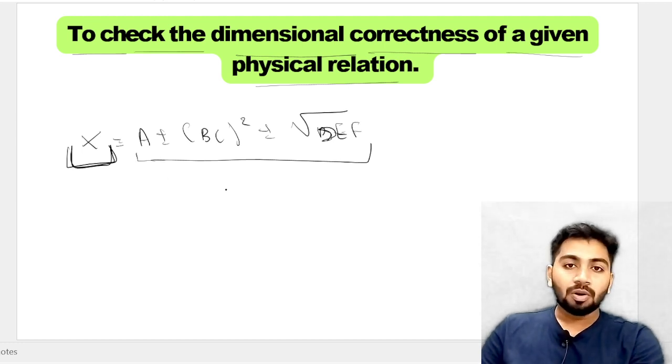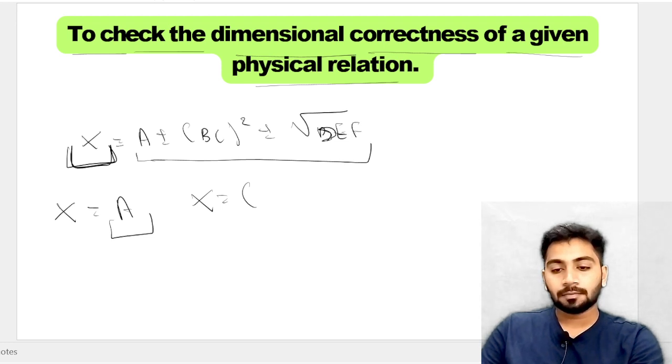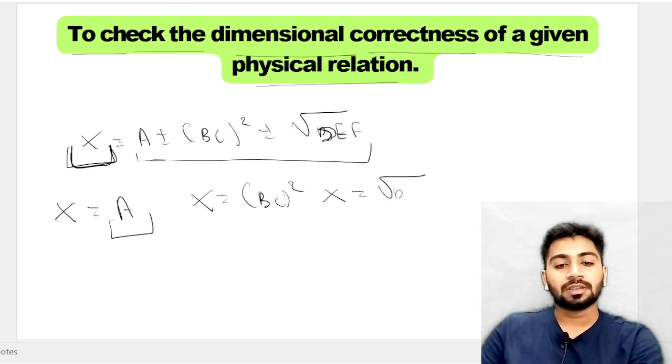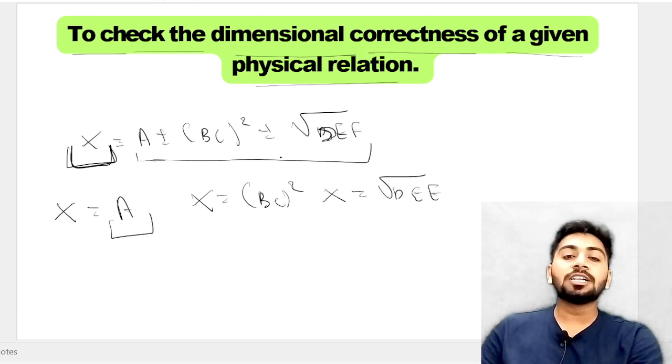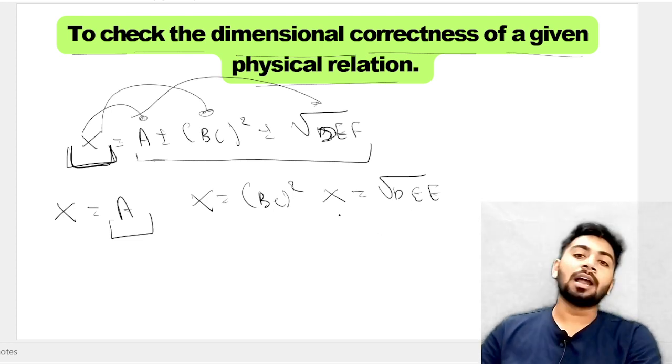Then you know what happens now. This dimension is equal to the dimension of this one. And this dimension is equal to the dimension of this one. Individually, this is equal to this, this is equal to this, this is equal to this. Let us see one example. If I take an example, you will 100% surely understand.